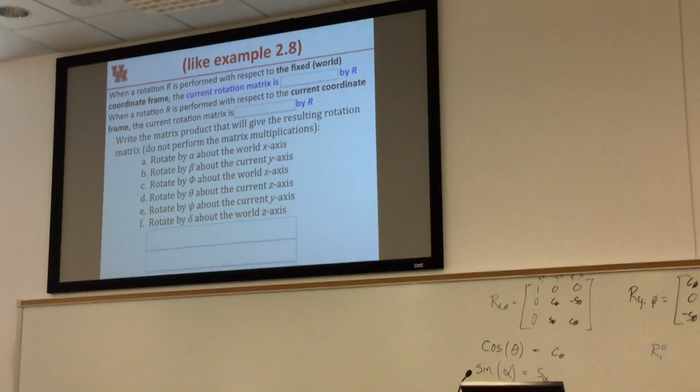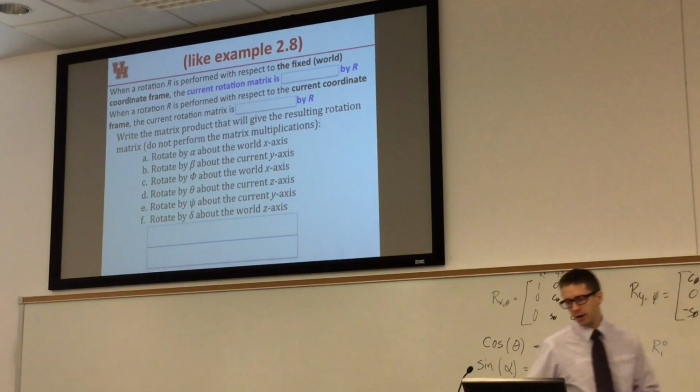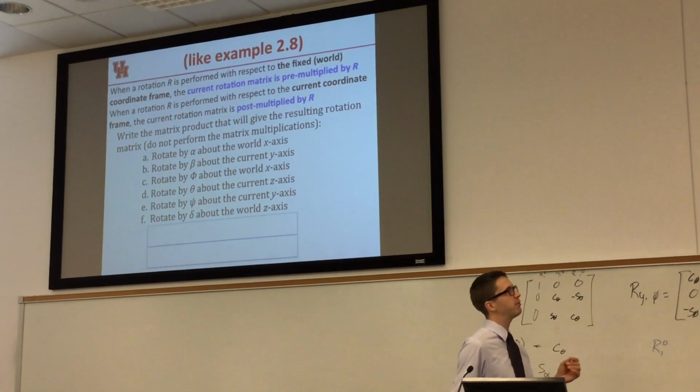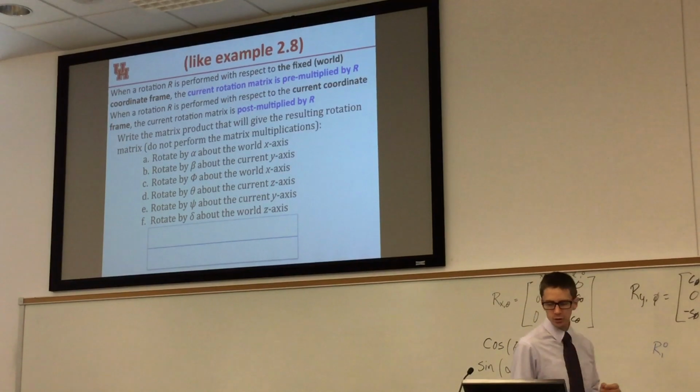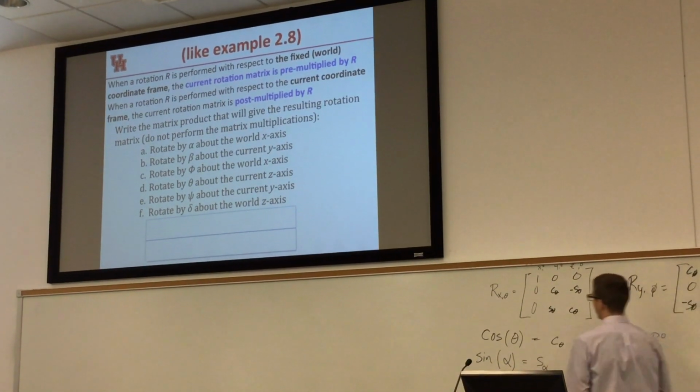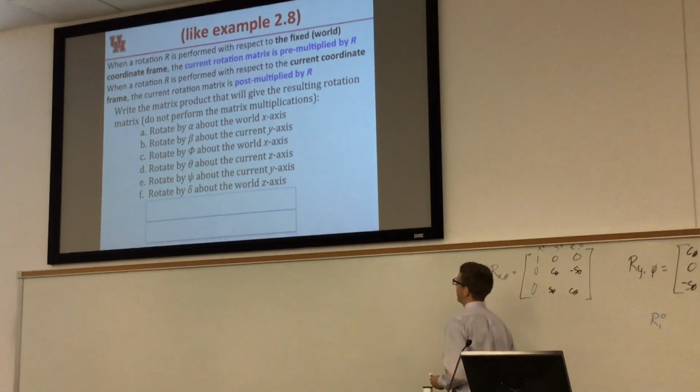Pre-multiply. When it's with the current frame, we post multiply. So here we've got an example. I'm going to do the first two stages, and then I want you to do it. So again, I'm going to erase. I'm going to favor this side of the room now.